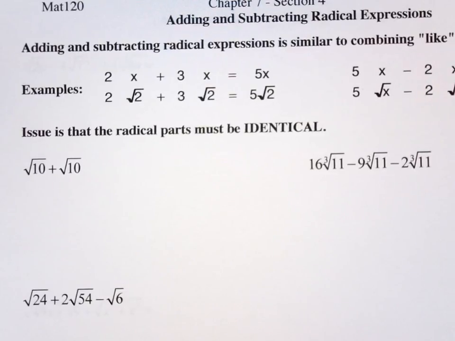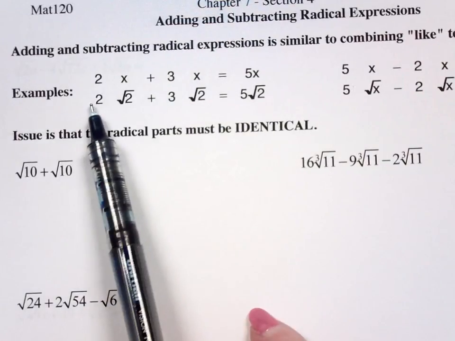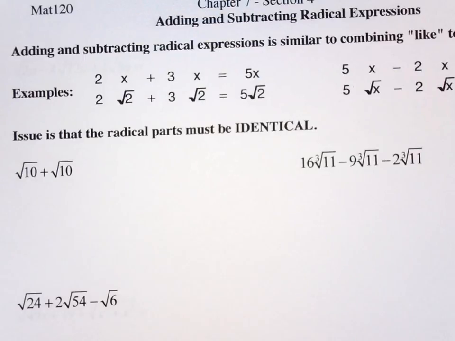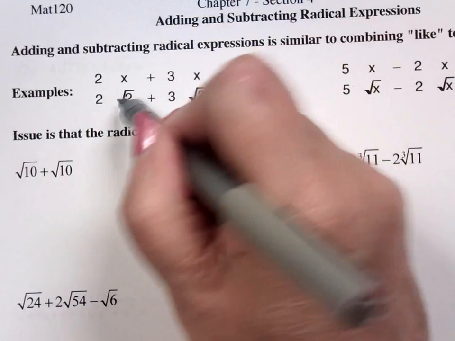Okay, easy peasy, by the way, adding radicals. If you can do it with x's, you can do it with radicals. So if I take a look, 2x plus 3x we know is 5x. You're just combining like terms.